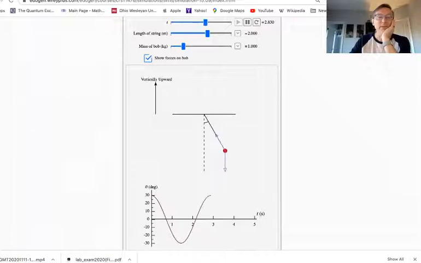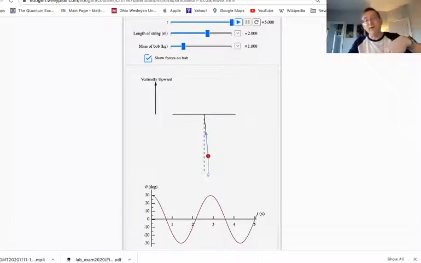That's pretty interesting. Of course, F-grav doesn't change as the bob oscillates. It points vertically downward, and it has a magnitude equal to m times g, where the m is 1 kilogram, and the g is 9.8 newtons per kilogram. So m times g is 9.8 newtons, vertically down. But the tension force, did you notice that arrow? Watch it closely.